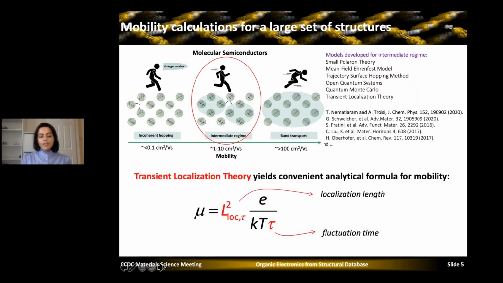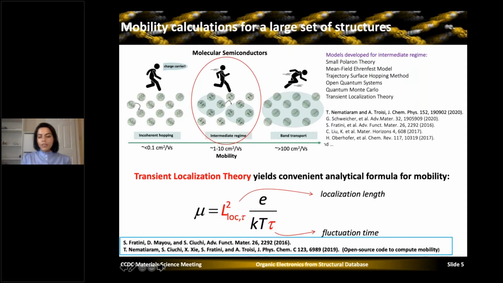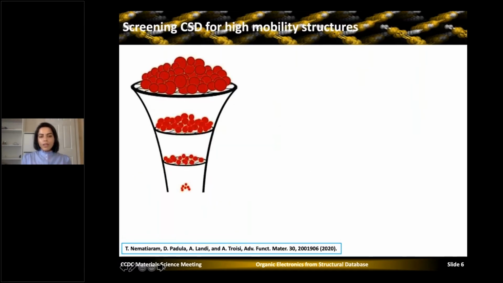Fortunately, the recently developed transient localization theory provides a unique framework to compute the mobility using a simple analytical formula without needing any quantum dynamic propagation. So that's a really excellent tool to be used for screening. With this knowledge, we started screening the Cambridge Structural Database for high mobility structures. We have been using the CSD Python API to this aim.